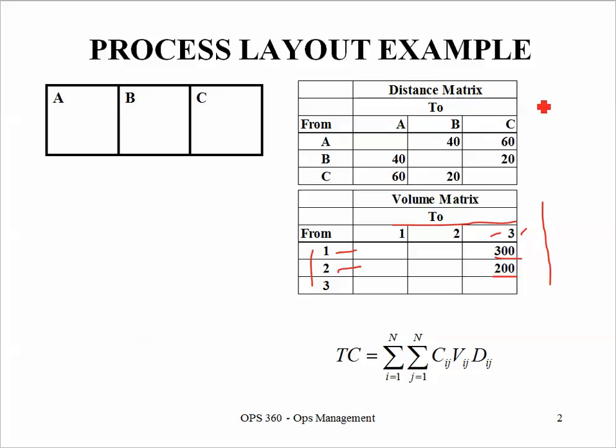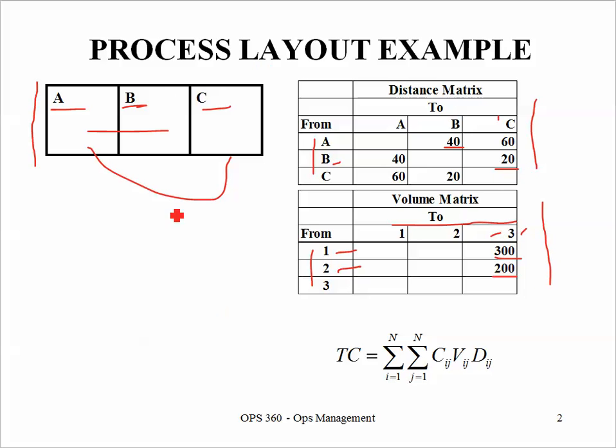Up here I have the distance matrix. You'll notice that this is expressed in terms of locations in the new facility. The locations or rooms are labeled A, B, and C. This is a schematic floor plan representation of my new facility, and I have the distance from each room to every other room. So for example, between A and B, that's 40 feet. From A to C, that's 60 feet, the farthest apart, and then the closest 2 locations are B and C, they're only 20 feet apart.